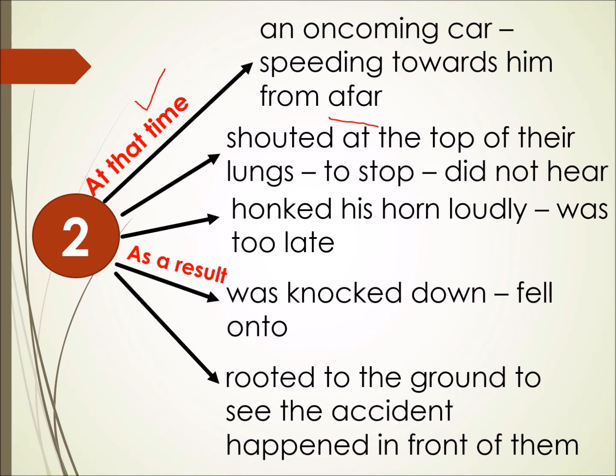Everyone was rooted to the ground. Rooted to the ground means everyone was motionless, everyone was shocked, everyone was astonished. Motionless means you don't know what to say, you were shocked out of your wits. So everyone was rooted to the ground to see the accident happen in front of them. Can you understand? Now Ryan was knocked down and he was lying on the road.